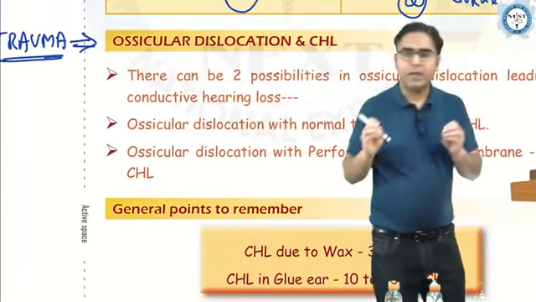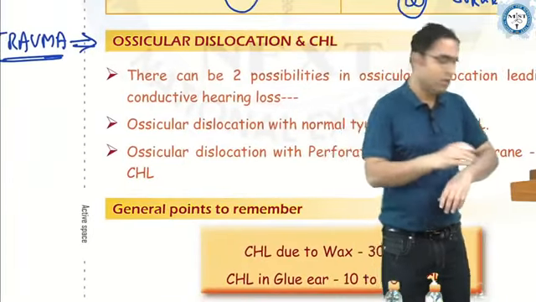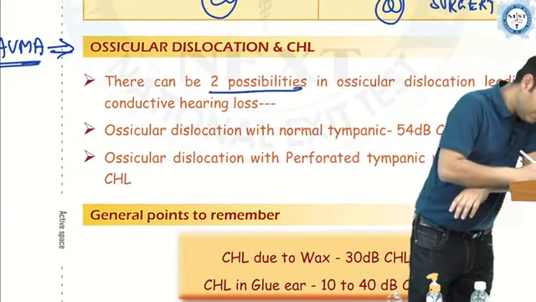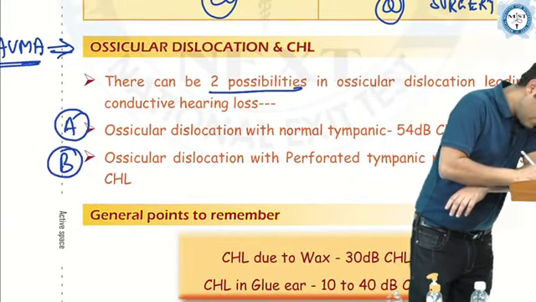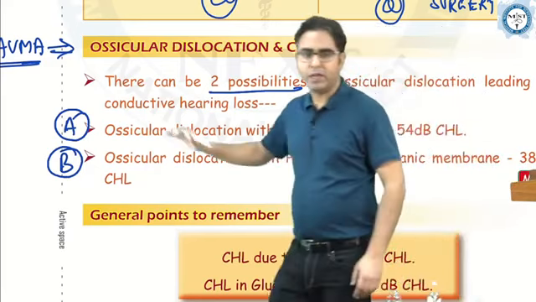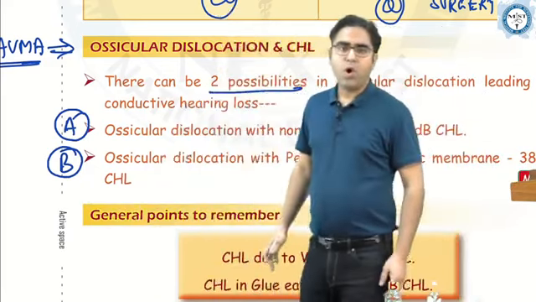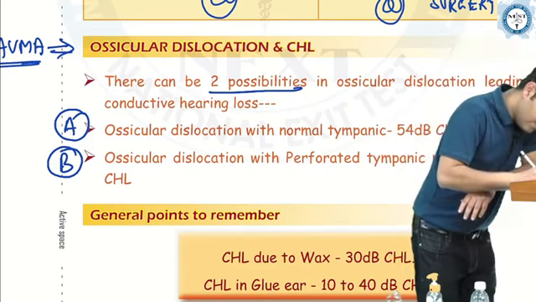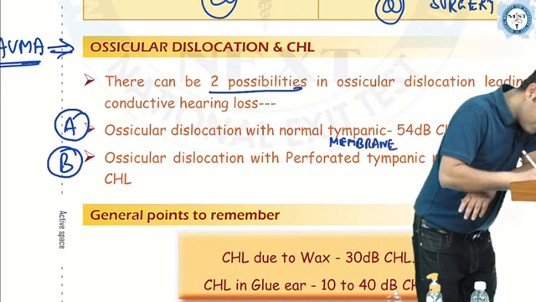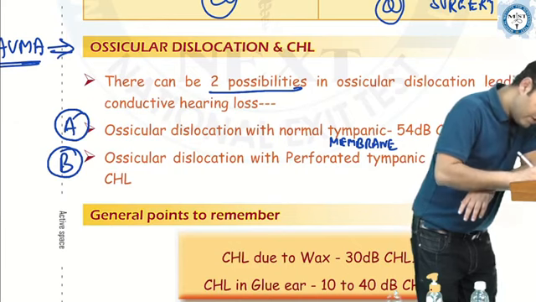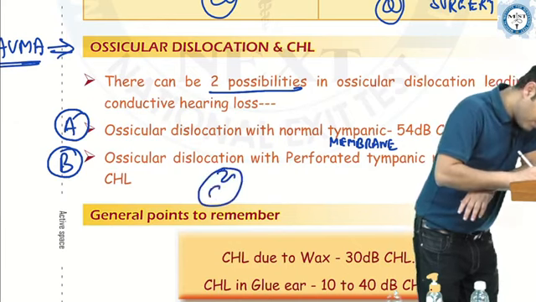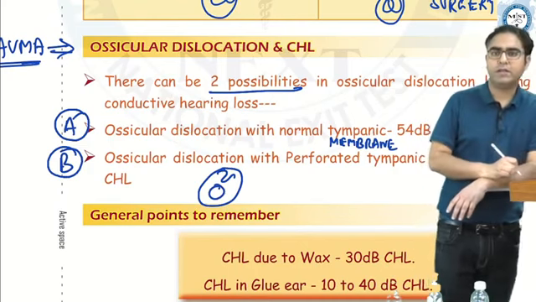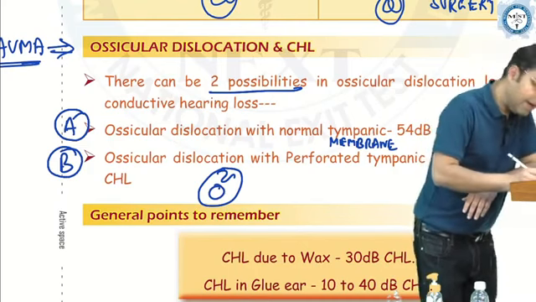Look at your notes. There can be two possibilities in ossicular dislocation leading to conductive hearing loss. Two possibilities. Write down A and B, beta. A and B. Two possibilities. Write down A and B to make it more clear, beta. A: ossicular dislocation with the normal tympanic membrane. The word tympanic membrane is missing, beta. It causes 54 decibel CHL. But the second thing is ossicular dislocation with perforated tympanic membrane. Perforated. The hearing loss is 38 decibel.